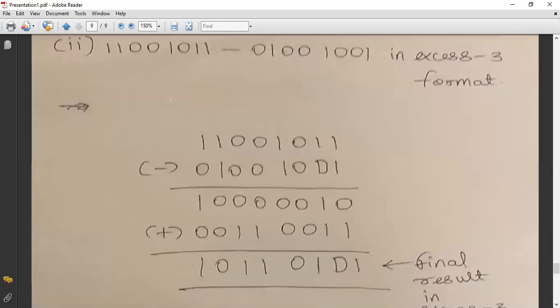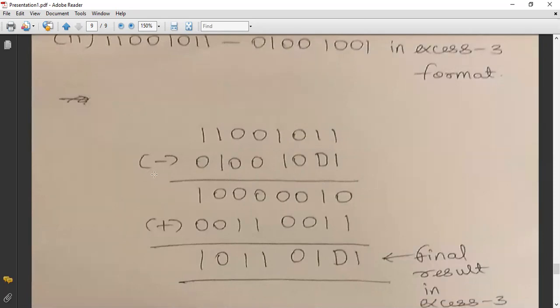Now let us see the next part of the question. 11001011 subtracted from 01001001 in excess 3 format. Now we are going to perform the subtraction. So 1 minus 1 is 0. 1 minus 0 is 1. 0 minus 0 is 0. 1 minus 1 is 0. 0 minus 0 is 0. 0 minus 0 is 0. 1 minus 1 is 0. 1 minus 0 is 1.